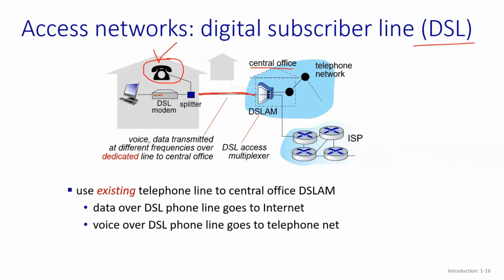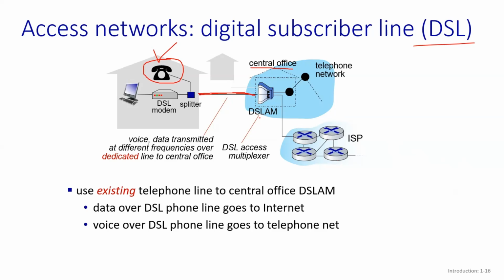DSL is obtained from the same local telephone company that provides its wired local phone access. So DSL services are provided by the same telephone company. Now let's try to understand this diagram in order to understand DSL better. We have this central office, which is located at the telephone company, and they have this DSLAM.